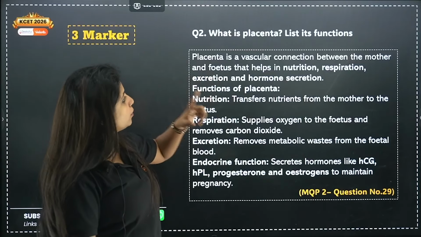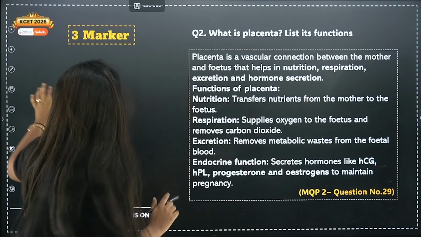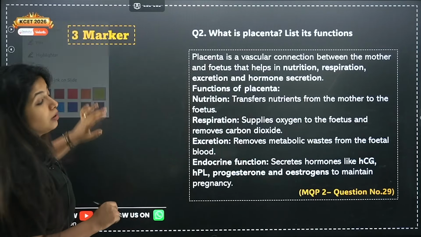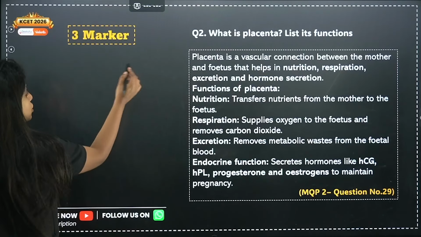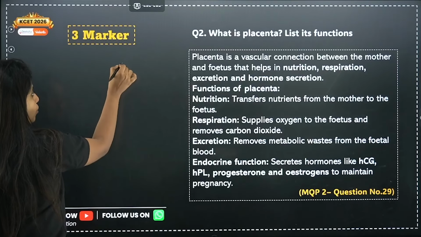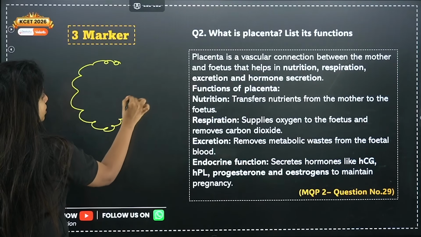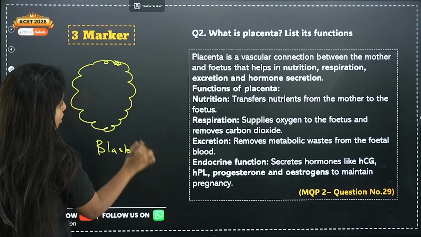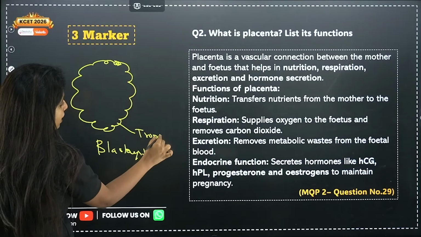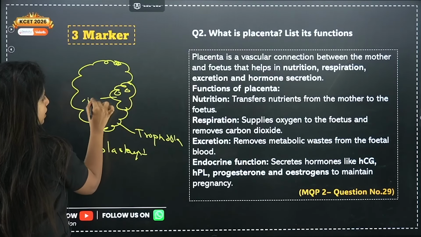Now, what is the placenta? List its functions. So, the placenta is something that is formed partially by the embryo and partially by the uterine tissue, the mother's tissue. The embryo which is going to come and settle in the uterus is known as the blastocyst stage of the embryo, where the outside layer is known as the trophoblast, and my dear children, the inside layer is known as the inner cell mass.